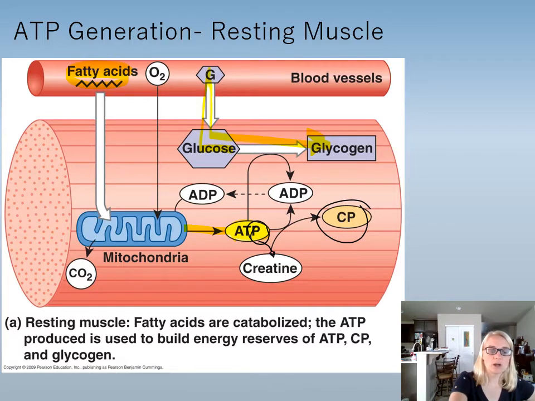And then the oxygen comes in to drive the aerobic respiration of fatty acids, and we store our glucose as glycogen, and we have a metabolic byproduct of carbon dioxide. This is a resting muscle, so we're just storing our glucose, we're burning our fats, and we're building up our creatine phosphate.